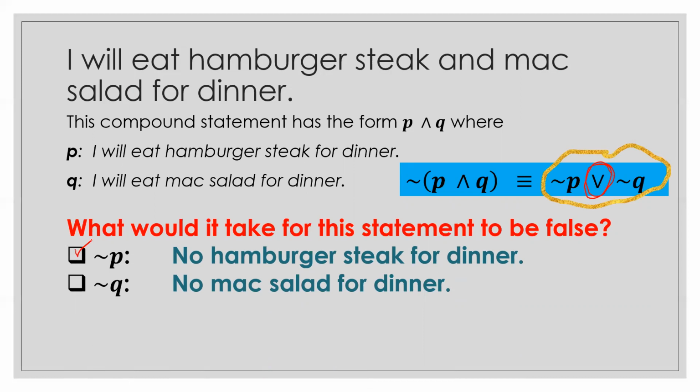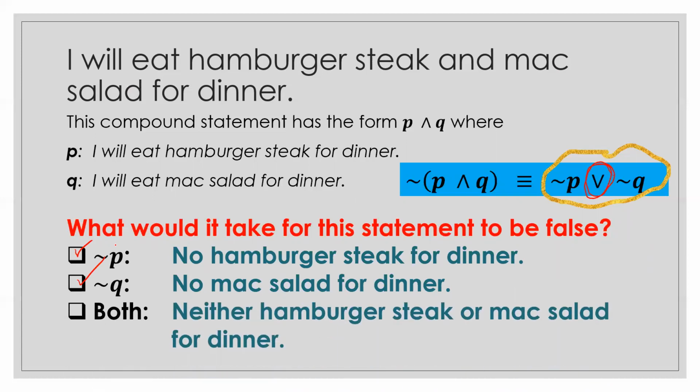Or I could have not Q, which is I had no mac salad for dinner. Or both not P and not Q. That means I didn't eat hamburger steak and I didn't eat mac salad either. So what does it take for that statement to be false? You have three scenarios there that could happen, right?